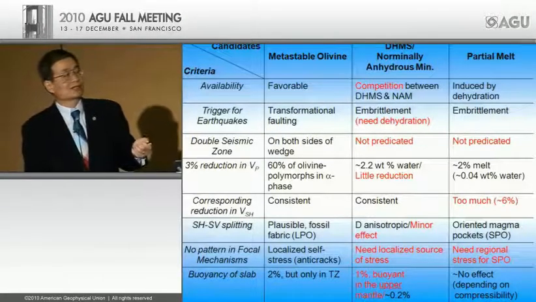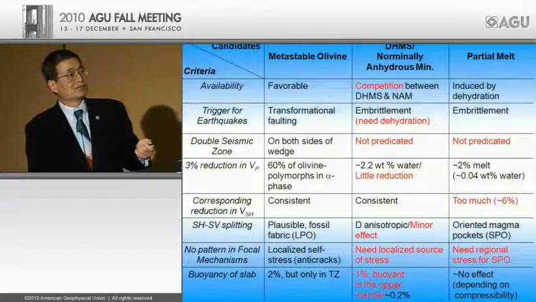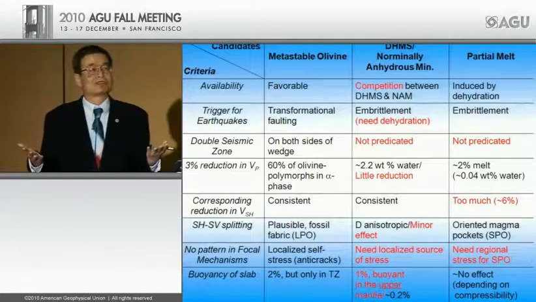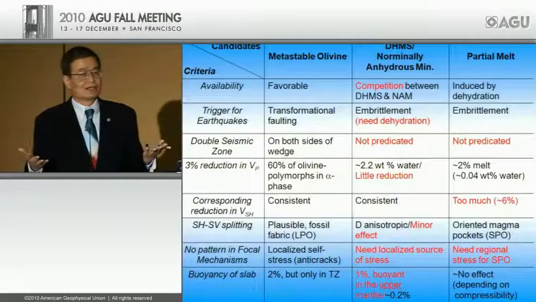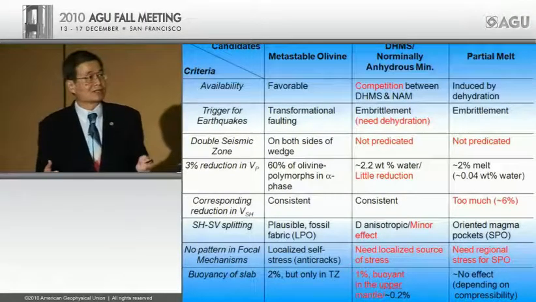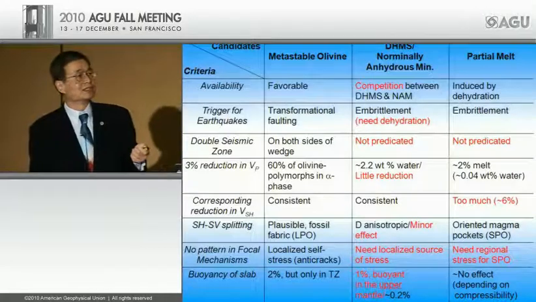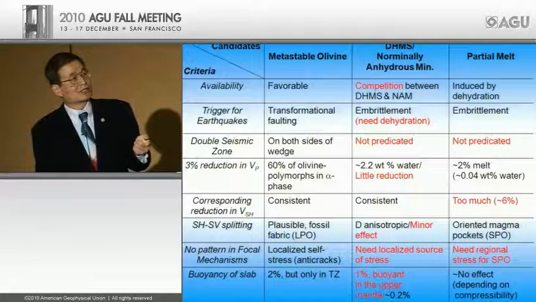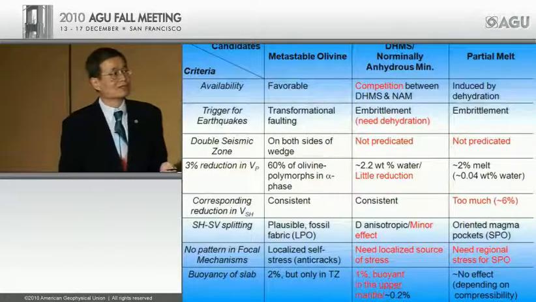We need a 3% reduction in P wave speed. Metastable olivine can do that if 60% of the olivine polymorphs are in alpha phase. Olivine is roughly 50% of the oceanic mantle subducted slab, so we're talking about 1/3 of the slab being in metastable olivine. And depending on how much water you want to put in these hydrous phases, you can do it. Partial melt can do it. But notice that these nominally anhydrous minerals don't produce a lot of reduction in the P wave speed.